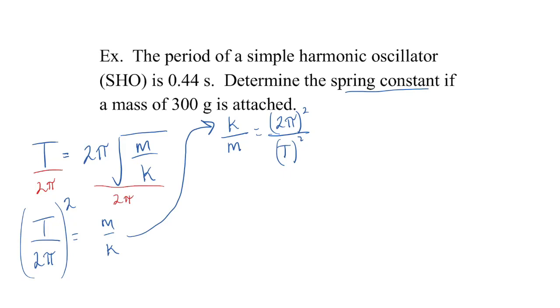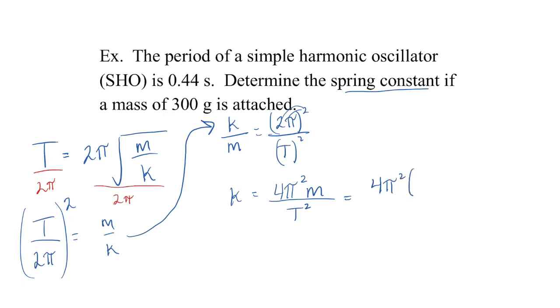Okay, so I flip both fractions, and that just gives me k on the top of a fraction, which makes life a lot easier. So what I end up getting, remember this squared has to go to the 2 and the pi, so that's 4 pi squared. I'd have to multiply both sides by m, so I'll have m up there, and I divide that by T squared. Okay, so that is how I solve for k.